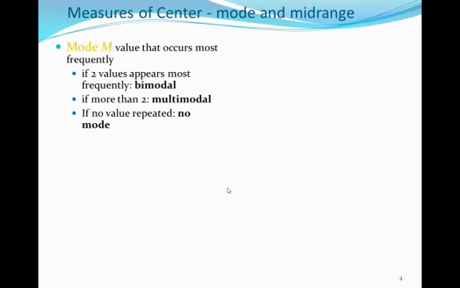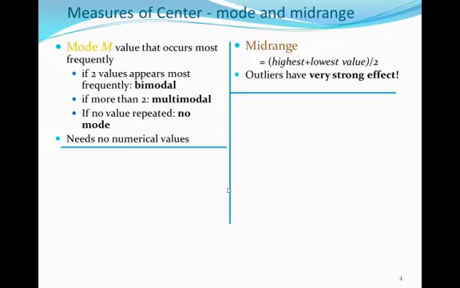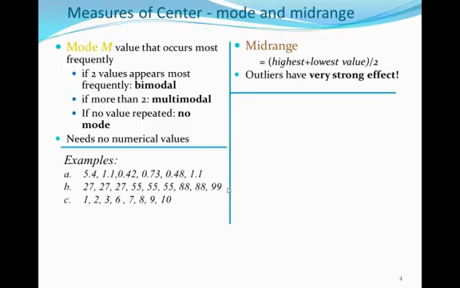Also, we have other ways of measuring center, like mode and mid-range. Mode is the data value that occurs most frequently, and we use M to represent mode. If two values appear most frequently, we call that bimodal. If more than two values appear most frequently, we call that multimodal. If no value is repeated, then there's no mode. The mode does not necessarily need to be numerical values.